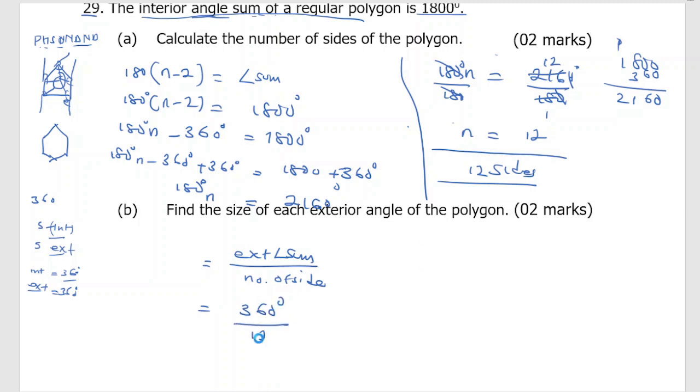How many are they? They are 12, so 360 by 12. How many 12s are in 36? They are going to be 3, then here 0, so we are getting 30 degrees. So each exterior angle is equivalent to 30 degrees. However, someone can take another route of first getting the interior angle, then the interior angle plus the exterior angle is equal to 180, subtract and get the answer. Still you'll get the same answer.